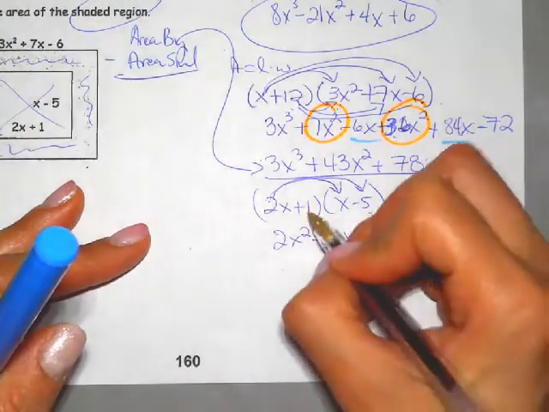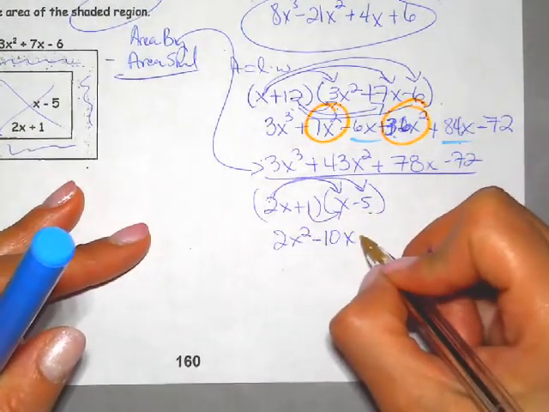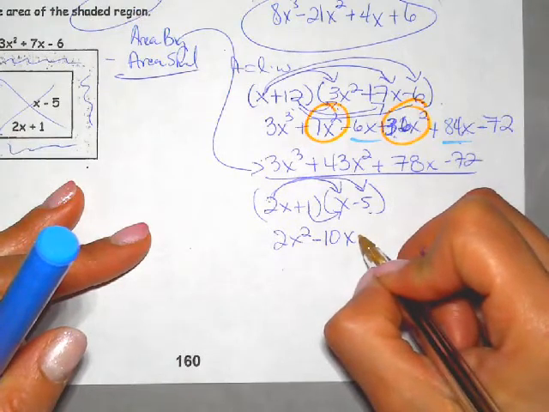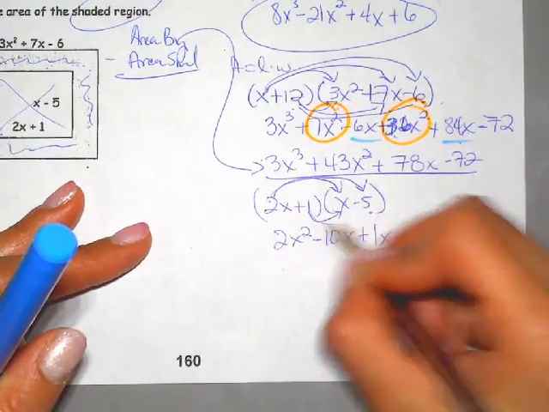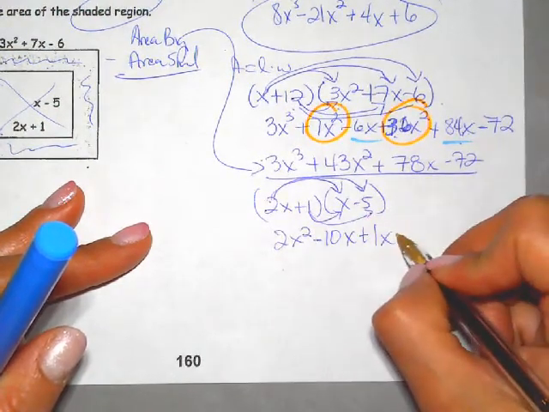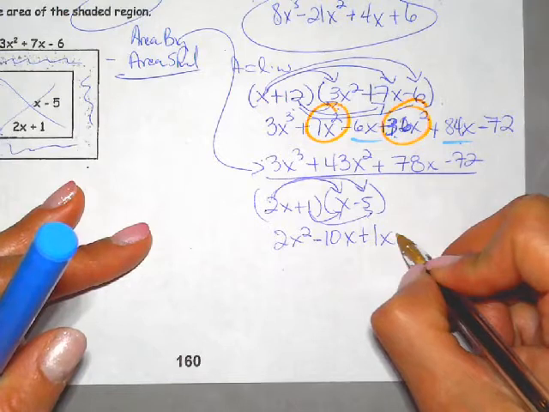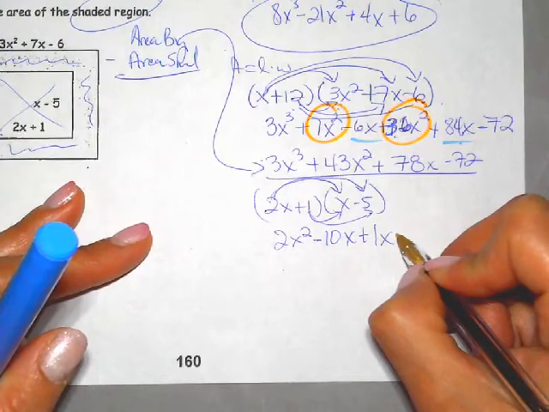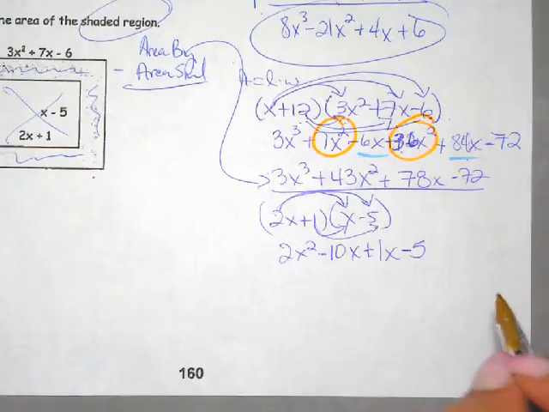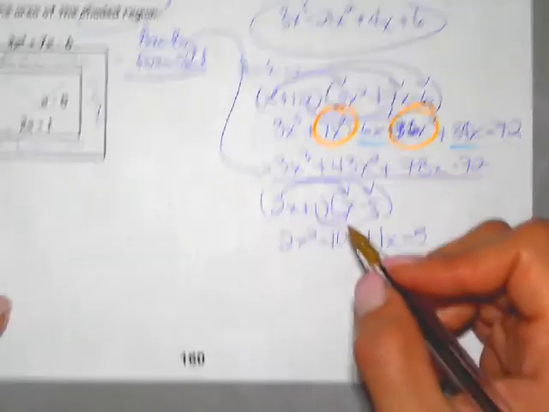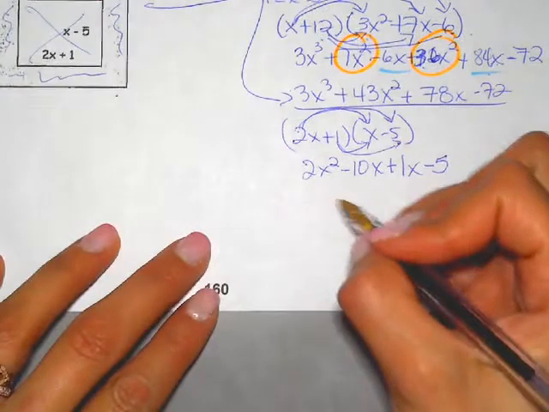Negative 10x, 1 times x, x. 1x. 1 times negative 5? It's negative 5. You can always use your calculator.